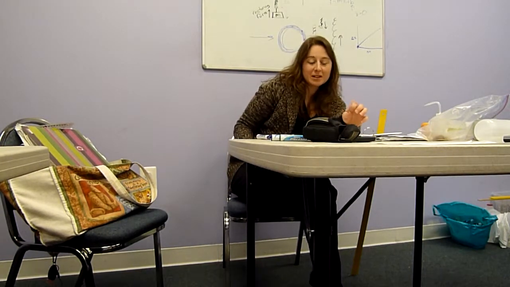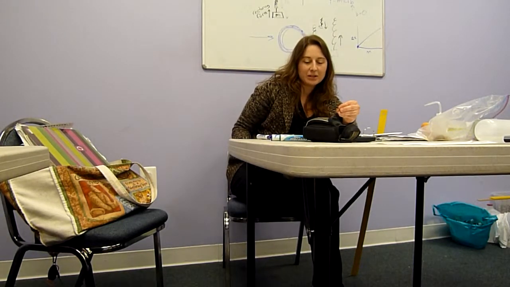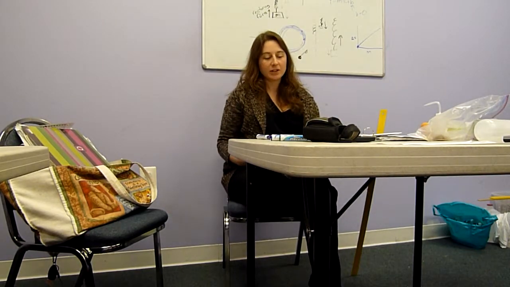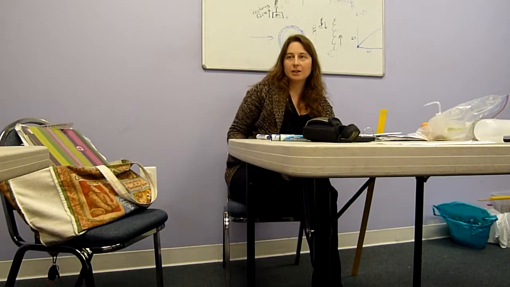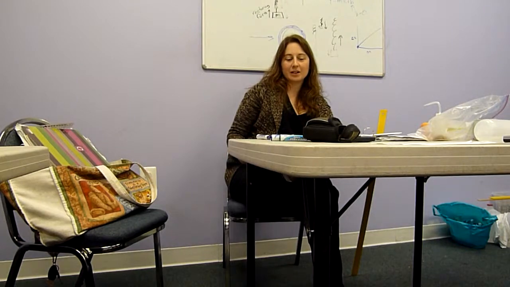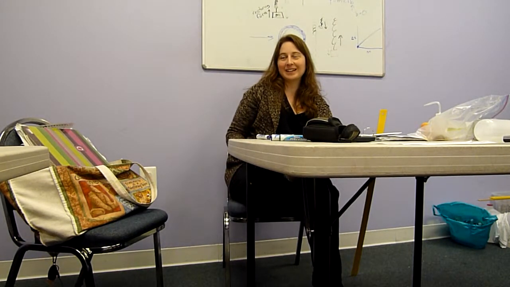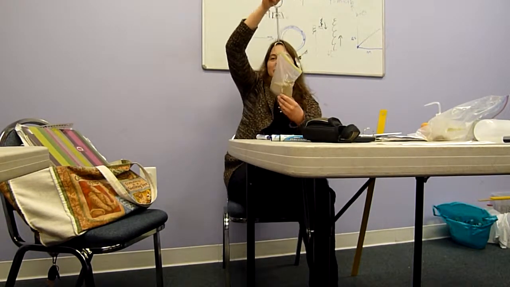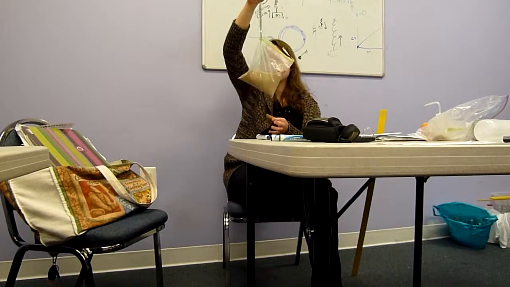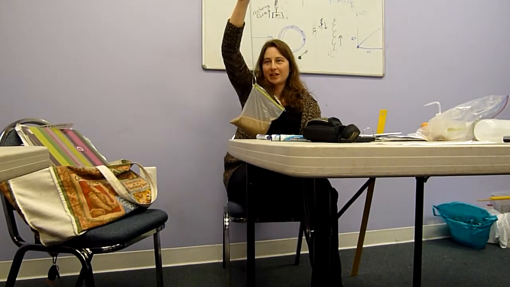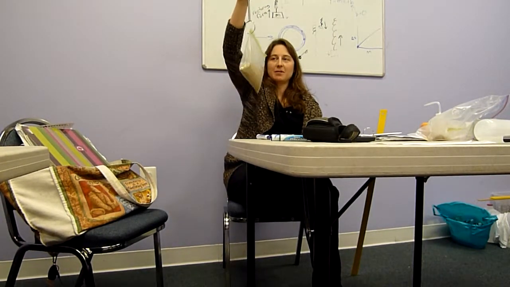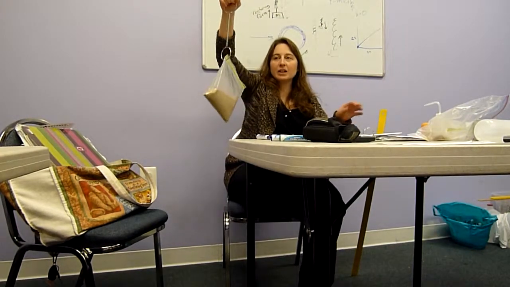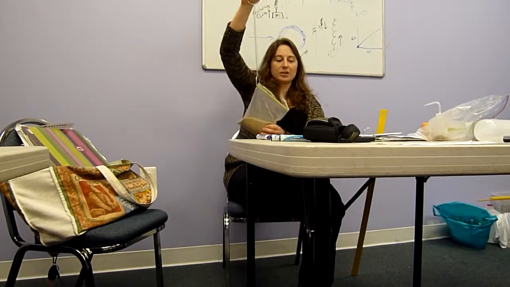So I'll read the question again. In a mass spring system, if it's displaced 5 centimeters and its period is 3 seconds, what is the period if it's displaced 15 centimeters? 3 seconds. If the period's 3 seconds at this displacement, then the period's also 3 seconds at a bigger or smaller displacement, because the period is completely not going to change with amplitude.